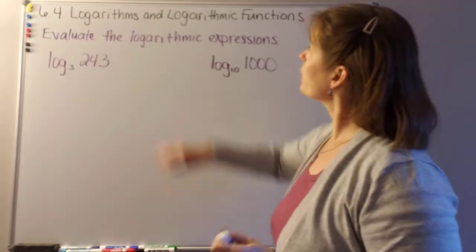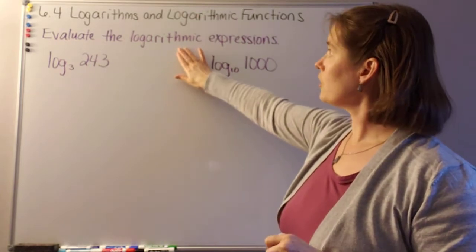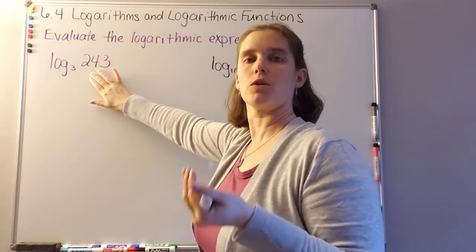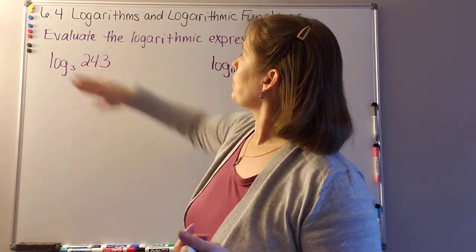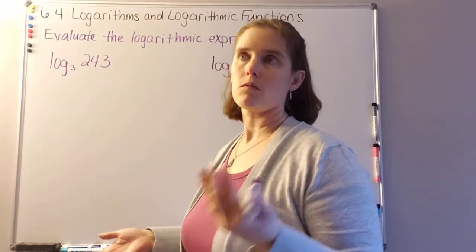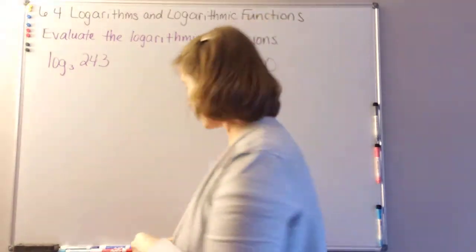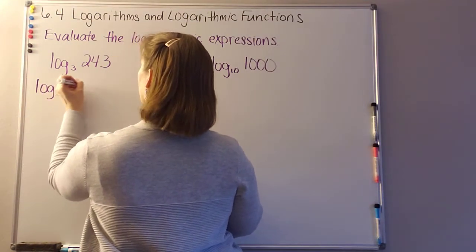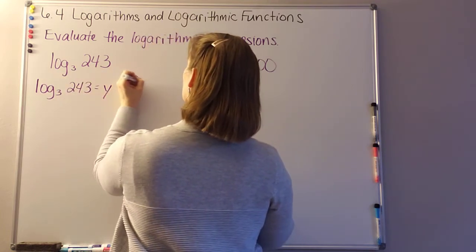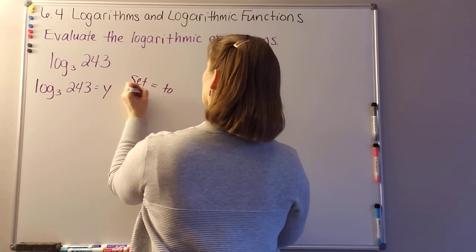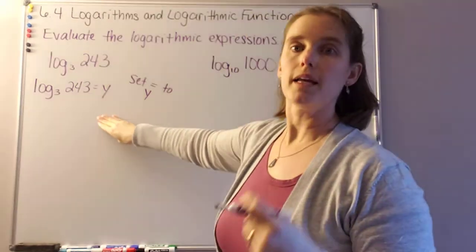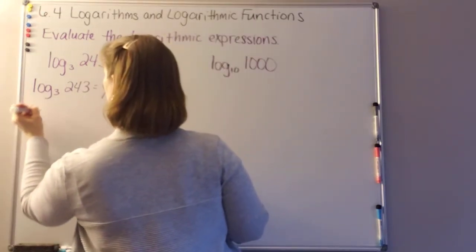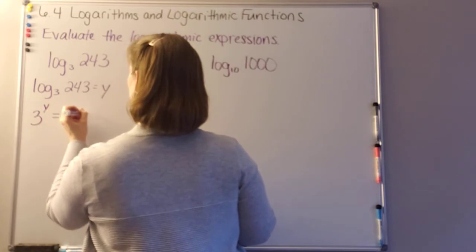Okay, so now we are going to evaluate the logarithmic expression. You notice our log expression here doesn't equal anything. So that's going to become a focal point of what we're doing to solve. So there's our problem, the base 3 log of 243. We've got to evaluate it. So the first thing we're going to do is set it equal to y. Now we're going to rewrite it as an exponential function. So we're going to say 3 to the y equals 243.